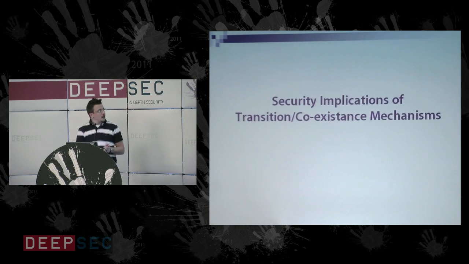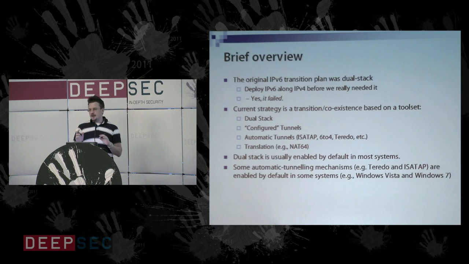Okay. A couple of words about the security implications of transition coexistence mechanisms. The idea basically is that the plan we had for IPv6 was that everybody would deploy V6 10 years ago or so. So by the time that we actually needed V6, it would already be present in the network. So it wasn't going to be a big deal for the IPv4 address space to get exhausted. But the thing is that this plan basically failed.